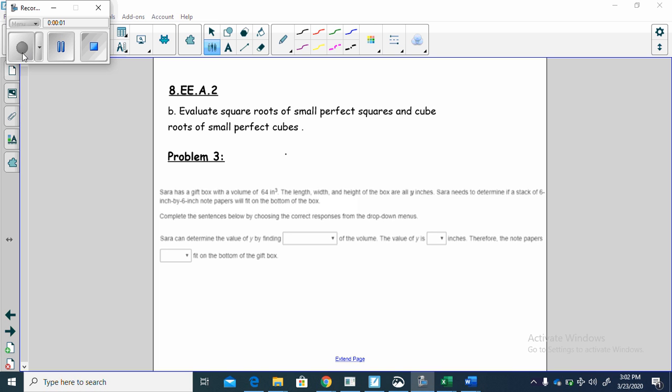Under 8.EE.A.2, where we're evaluating square roots of small perfect squares and cube roots of small perfect cubes. This is a word problem. Sarah has a gift box with a volume of 64 cubic inches. Volume is 64 cubic inches.